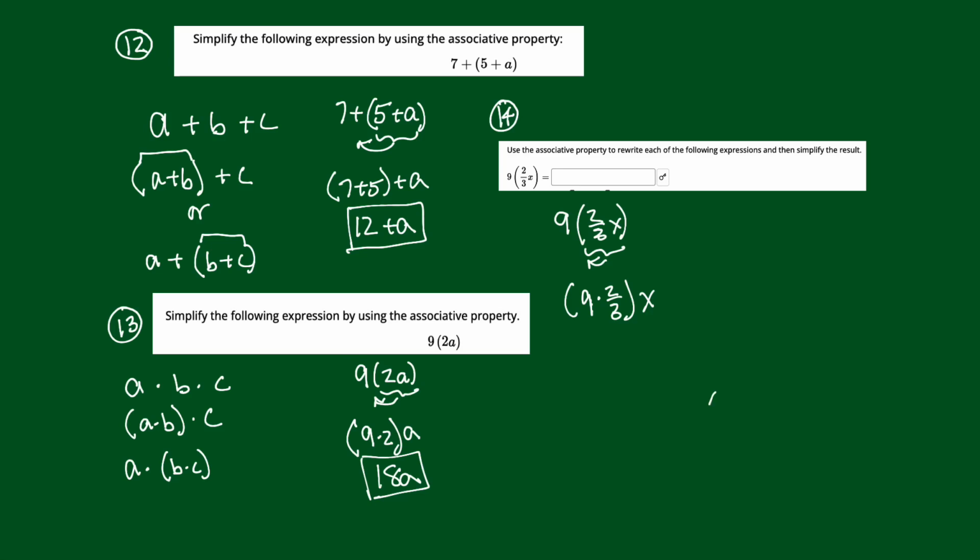Now, 9 times 2/3, I could either do it like this. 9 times 2 over 3 x. 9 times 2 is 18 over 3 x. 18 divided by 3 is 6x. Right? I could do it like that, or I could cancel first. Right? 3 will go into 9 3 times, and then I get 3 times 2x, which I get 6x. So either way I do this, I'm going to get 6x out of that.